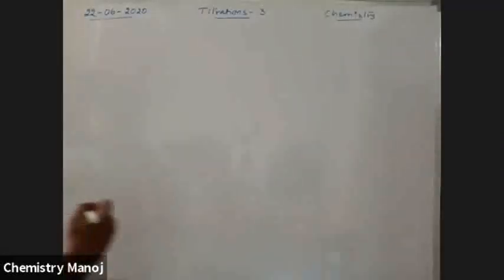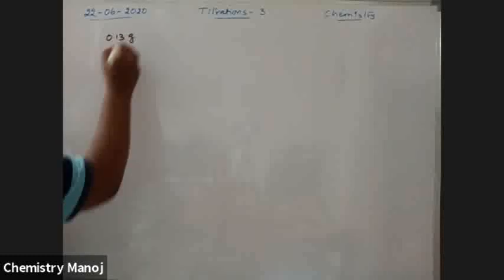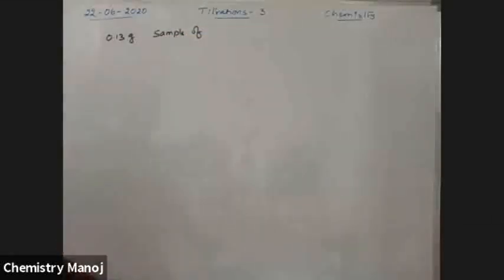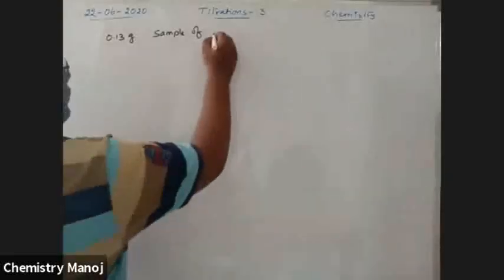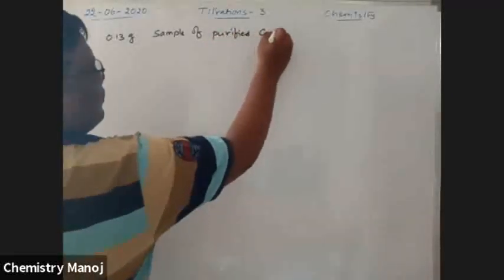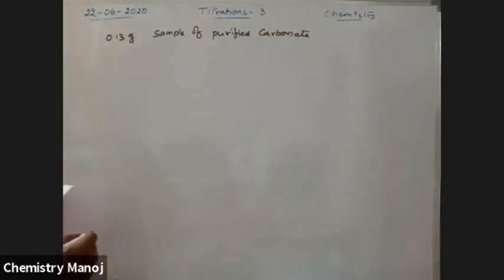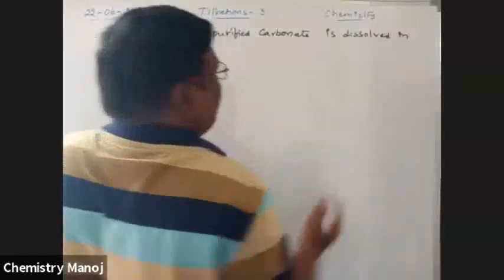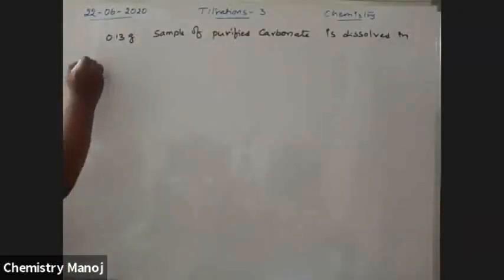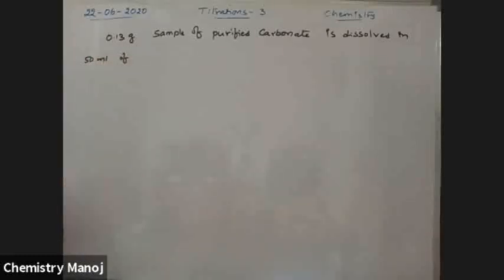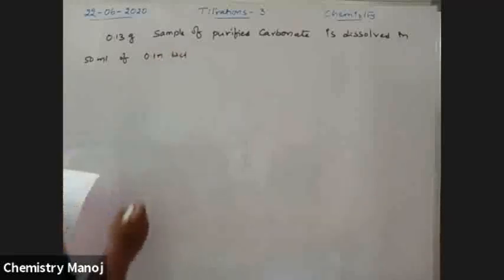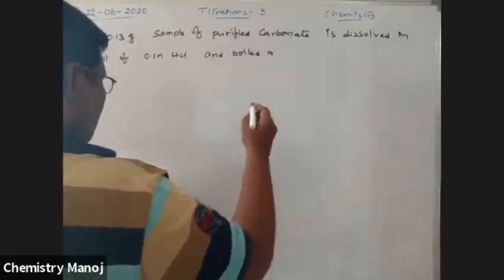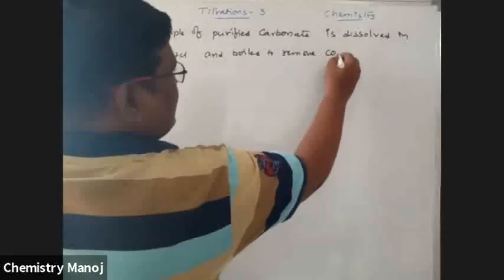0.13 grams sample of purified carbonate is dissolved in 50 ml of 0.1 M HCl and boiled to remove CO2.